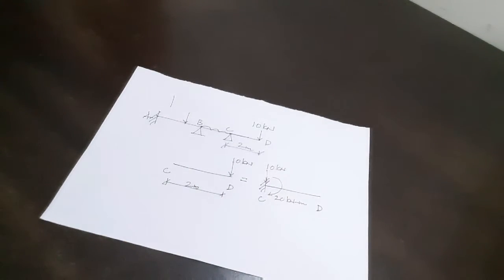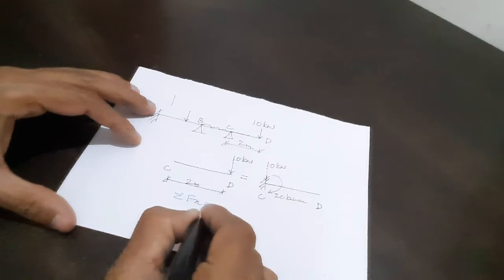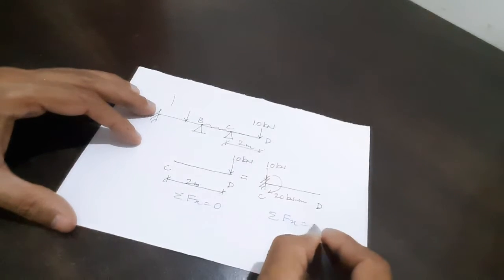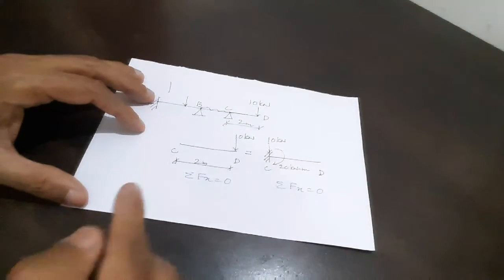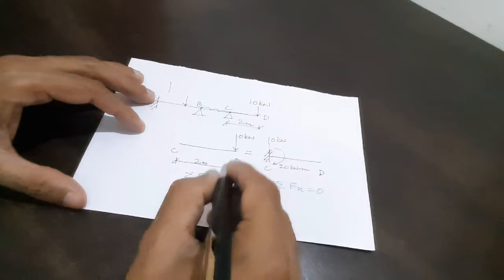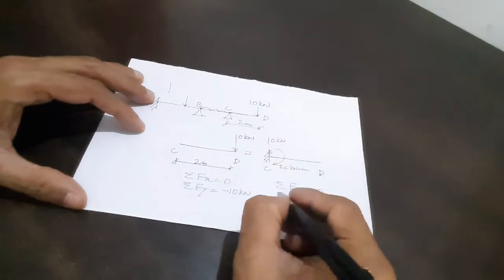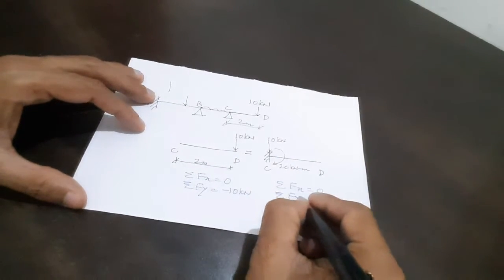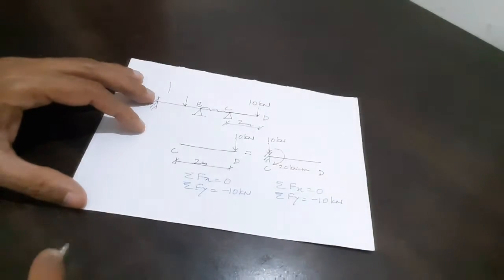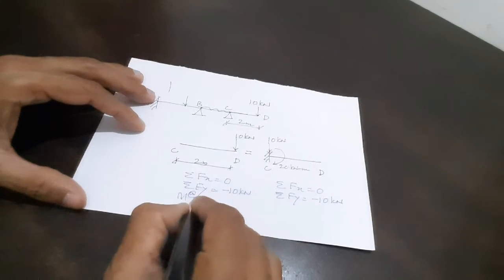In this structure, what is sigma forces in x direction? It is 0. In this structure, what is sigma forces in x direction? It is 0. In this structure, what is sigma forces in y direction? I will take minus 10 kilonewton. Why minus? Because it is acting downwards. In this structure, what is sigma forces in y direction? Minus 10 kilonewton.